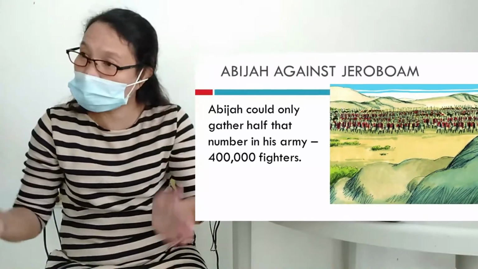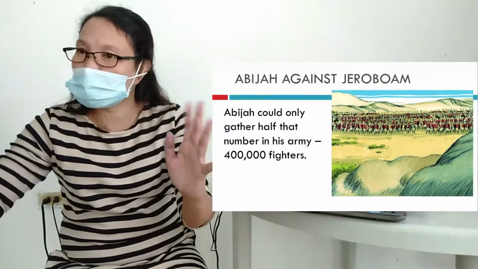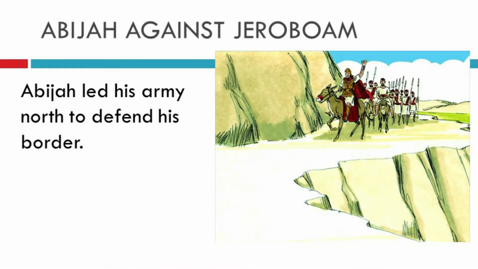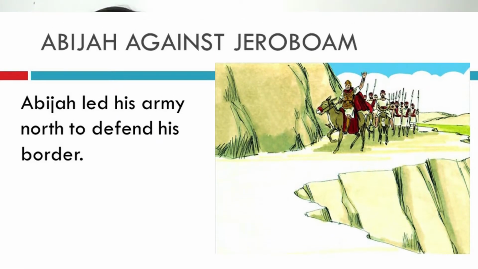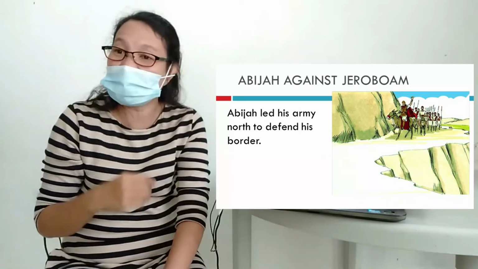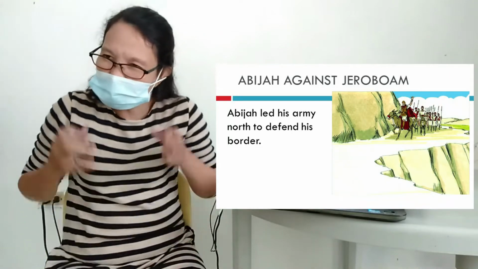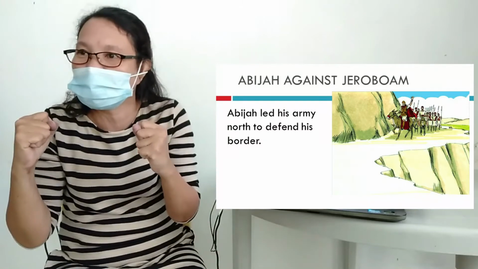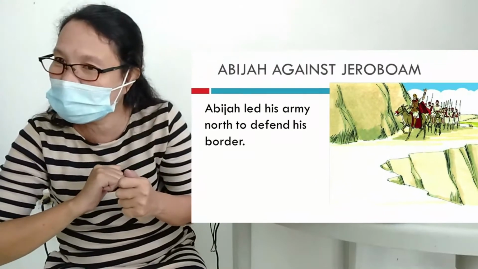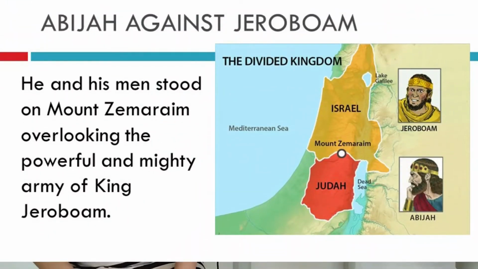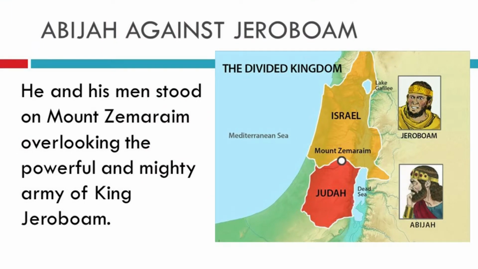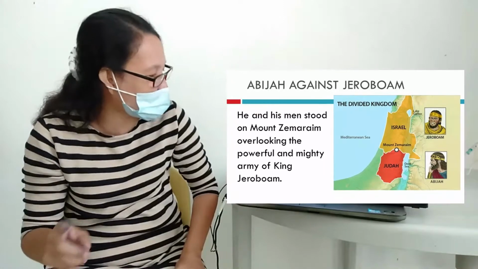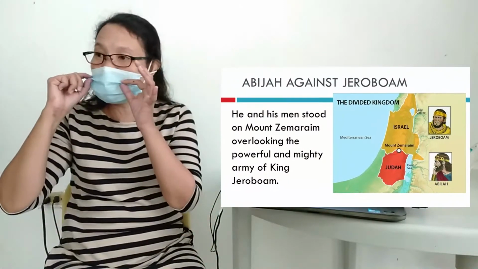Only 400,000 were prepared by Abijah, while Jeroboam had prepared 800,000. Oh, look! Abijah led his army north to defend his border. So, Abijah got ready. Oh, Abijah has prepared. And look! He and his men stood on Mount Zemaraim, overlooking the powerful and mighty army of King Jeroboam.